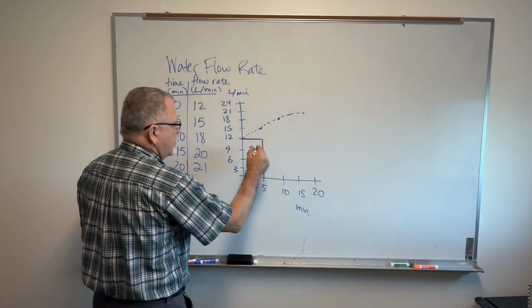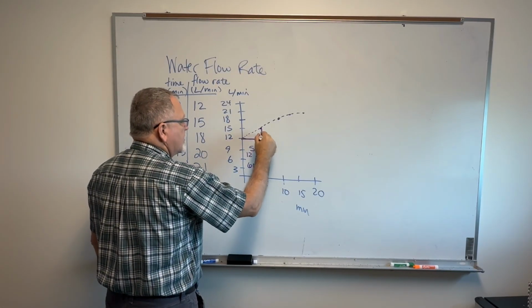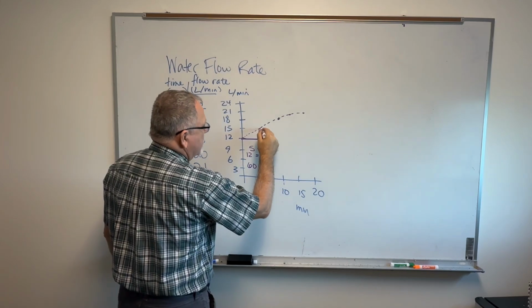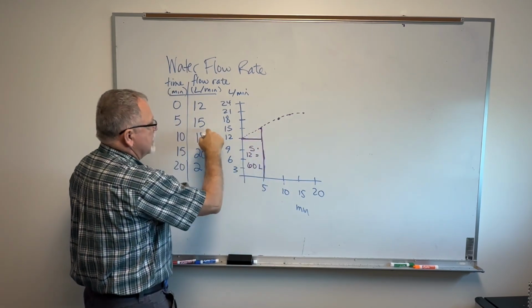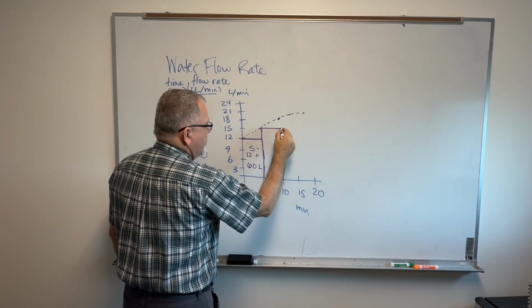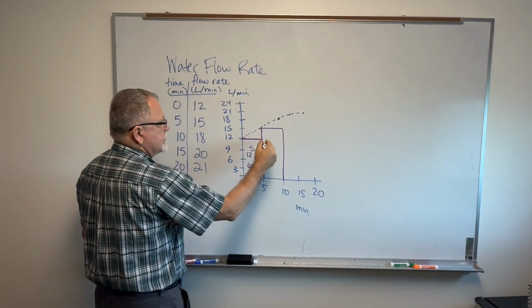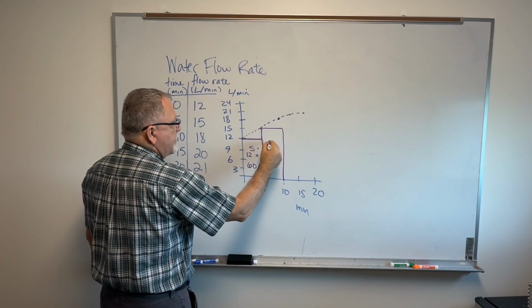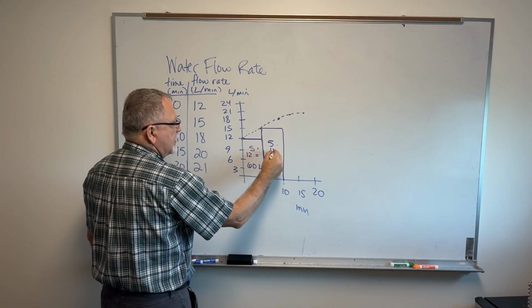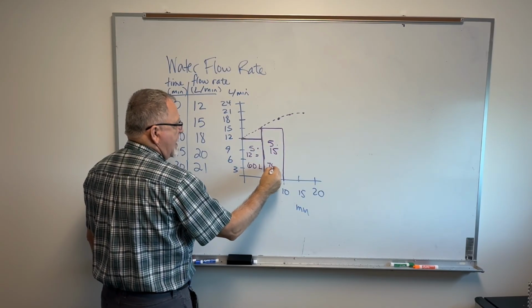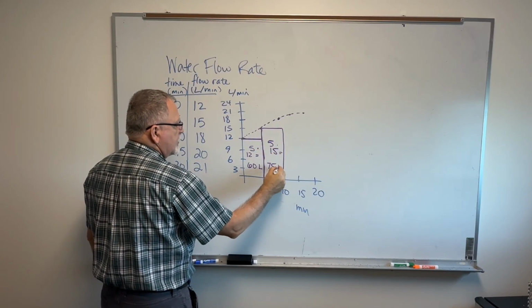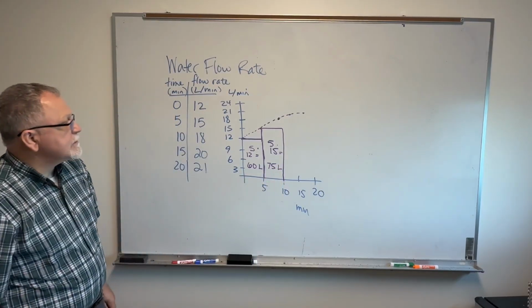Now we go up here, and again, I'm now at 15. Move over. For those 5 minutes, I went 5 minutes times the 15. That gives me 75 liters for the next 5 minutes.